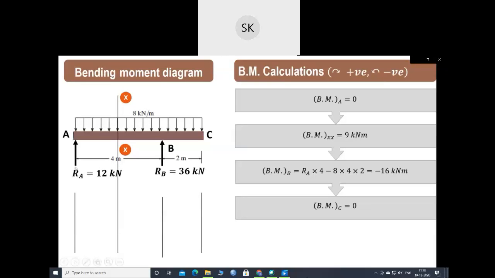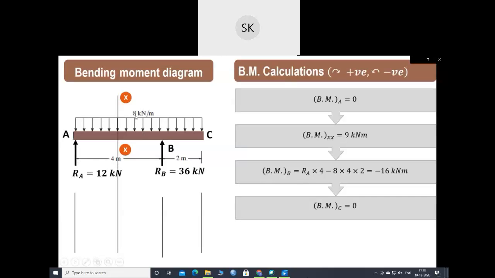Now reaction RA will produce clockwise direction because the arrow of RA is acting in the upward direction. So it will go in the clockwise direction towards B, and the perpendicular distance between A and B is 4 meters. So it is RA into 4.